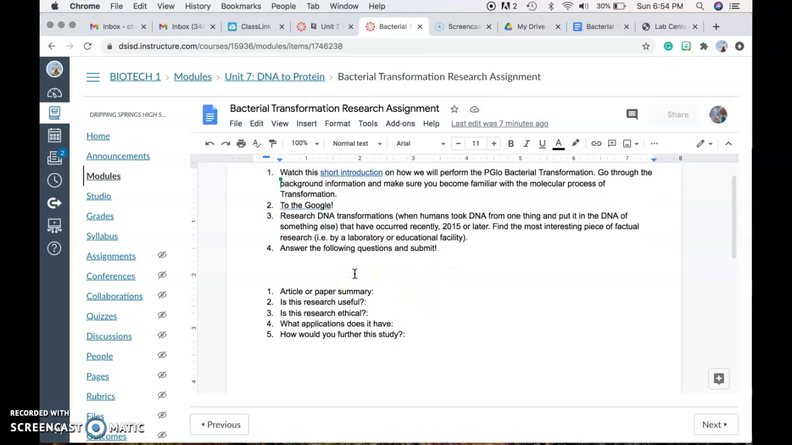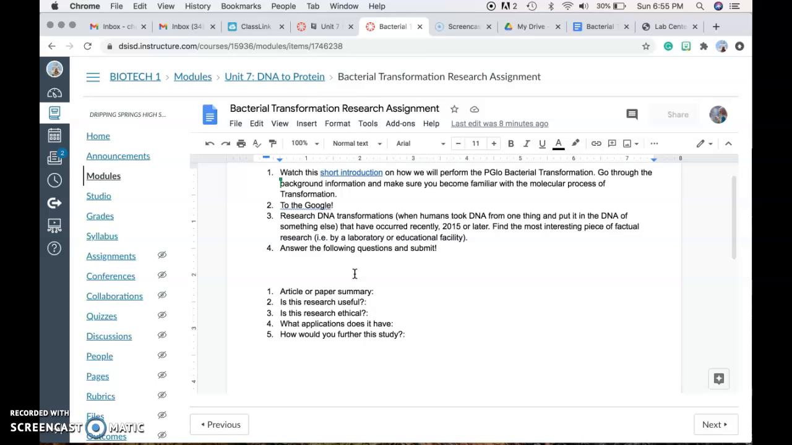Next thing you're going to do is go to Google, and I would like for you to research DNA transformations. Now remember, a DNA transformation is when we take DNA from one living thing and we put it into the DNA of another living thing. That's like 80% true because viruses are technically not living and we do manipulate their DNA as well. So basically you're trying to find a laboratory or a research lab at a university, something that's educational. There might be some corporate laboratories working on it, but most of this research you're going to find in either biotech labs or at universities.